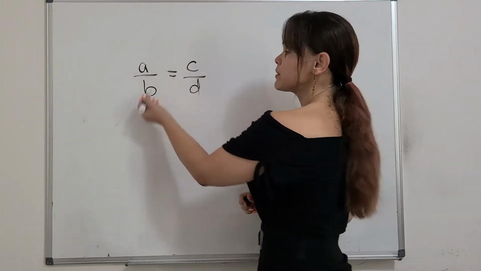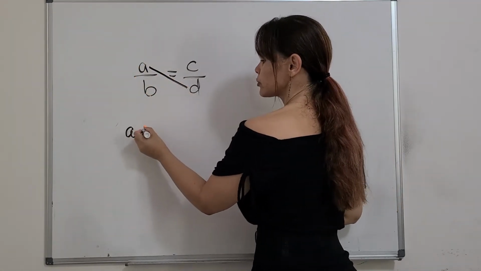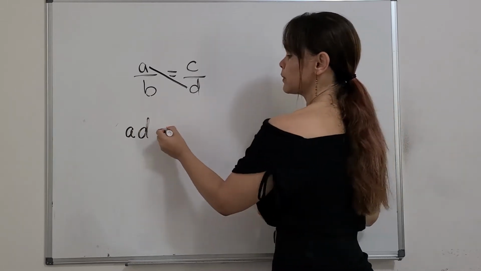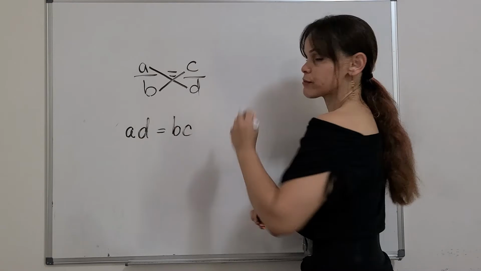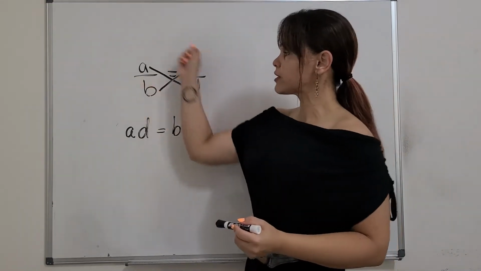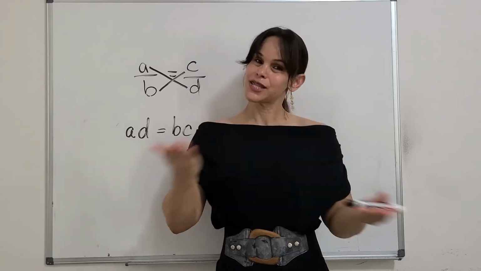So if this happens to be true, then this one multiplied by this one, in other terms, A times D, is going to be equal to this product, which is B times C. So every time that we find something like this, our first step is going to be to cross multiply. Let's see some examples.